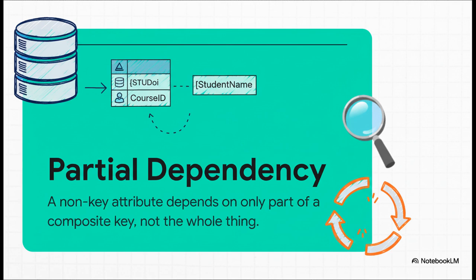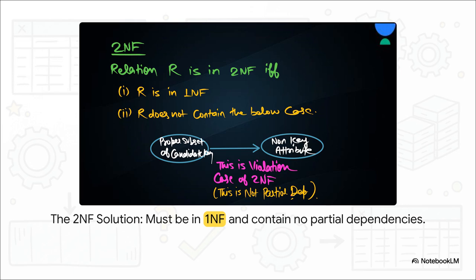Of course not. The student's name only depends on their ID. It doesn't magically change because they signed up for a different class. That is a classic partial dependency. And the solution is, you guessed it, second normal form.